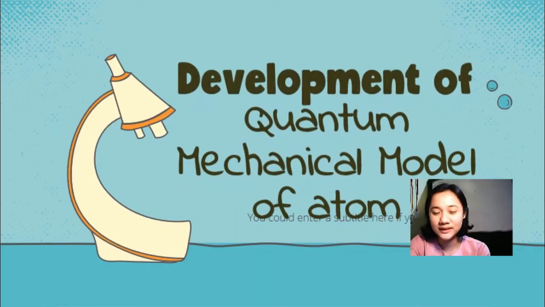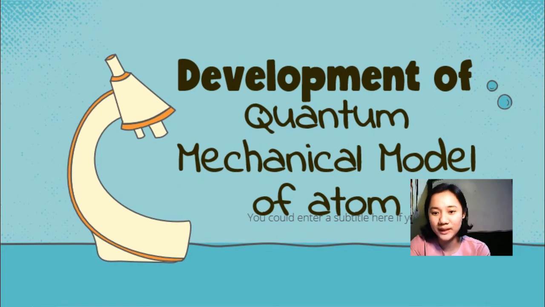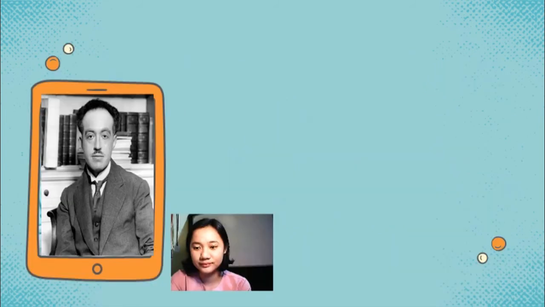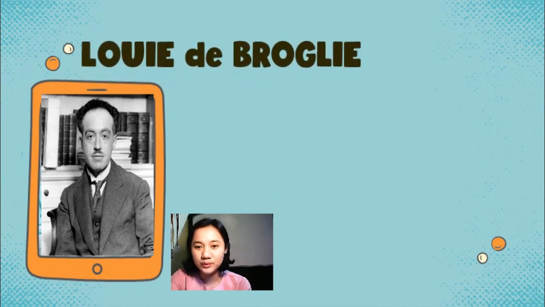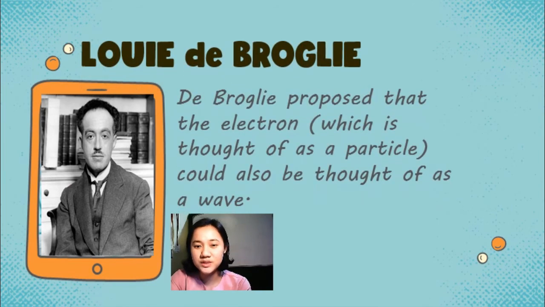The next part is the development of the quantum mechanical model of the atom. Louis de Broglie proposed that the electron, which is thought of as a particle, could also be thought of as a wave. This is known as the dual property, which could be thought of as a wave or a particle.